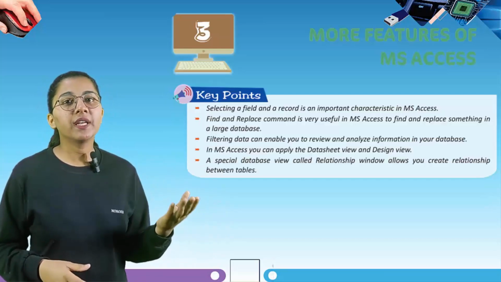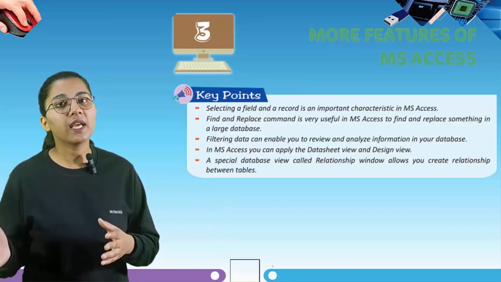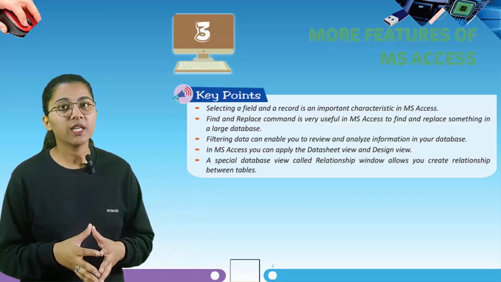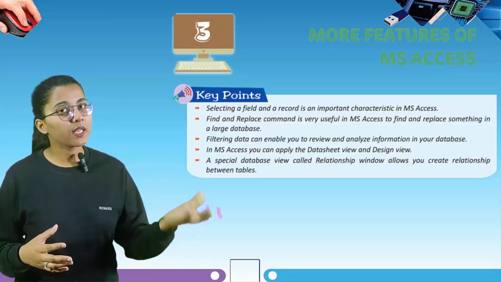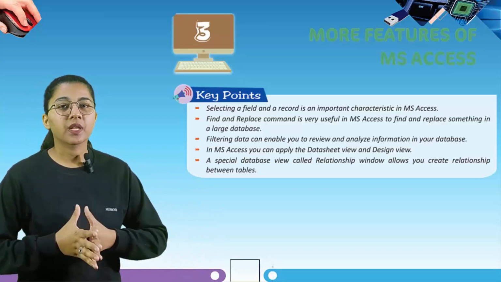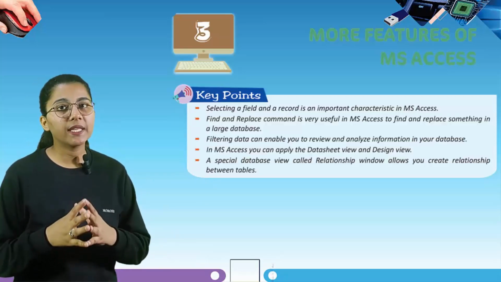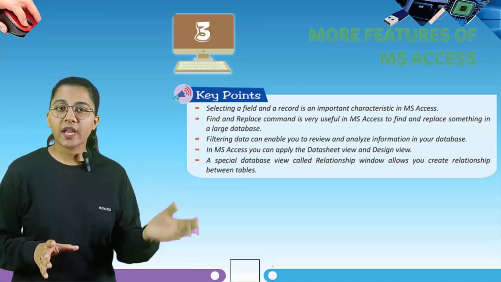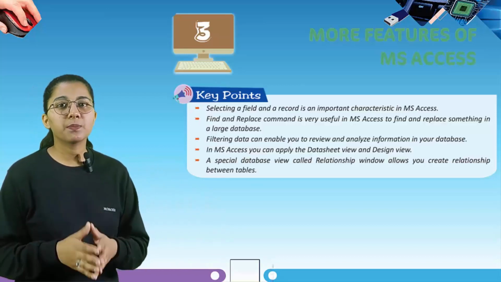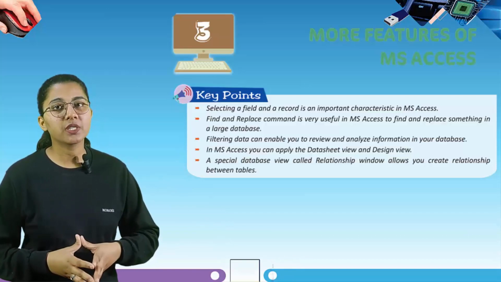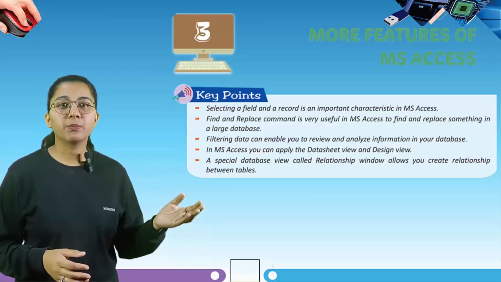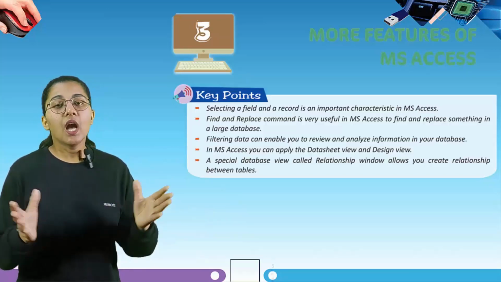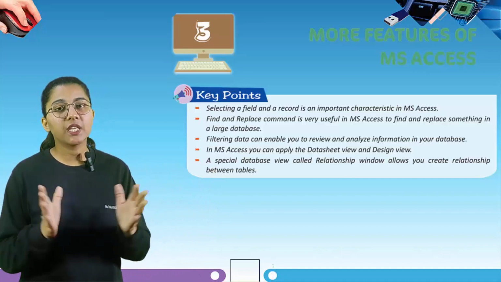Then we have filtering data can enable you to review and analyze information in your database. MS Access के अंदर filtering database एक ऐसा ऑप्शन है जिसकी वजह से हम अपने डेटाबेस को एनालाइज कर सकते हैं और उसको फिल्टर कर सकते हैं. Next we have in MS Access you can apply the datasheet view and design view. MS Access के अंदर डेटा शीट व्यू को और डिजाइन व्यू को अप्लाई कर सकते हैं. Then a special database view called Relationships window allows you to create relationships between tables. डेटाबेस व्यू हमारे पास एक ऑप्शन होता है जिसकी वजह से हम टेबल्स के बीच में एक रिलेशनशिप मेंटेन कर सकते हैं.